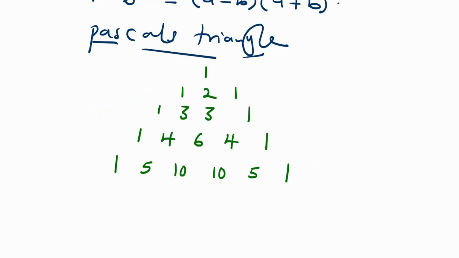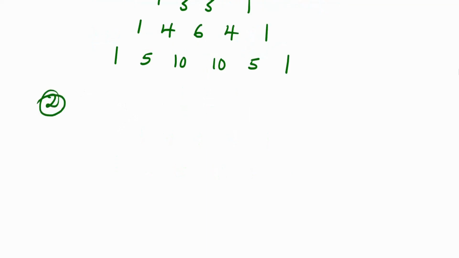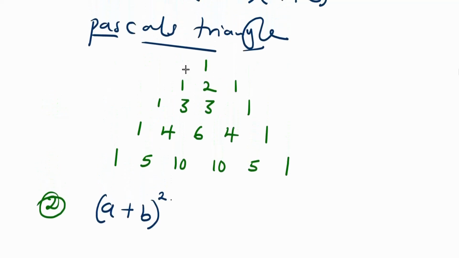So now let us have number 2, and we try to expand. This is number 2. Let us try to expand the expression a plus b, the whole of it squared. If it is squared, it means that we are going to use row number 2 here.